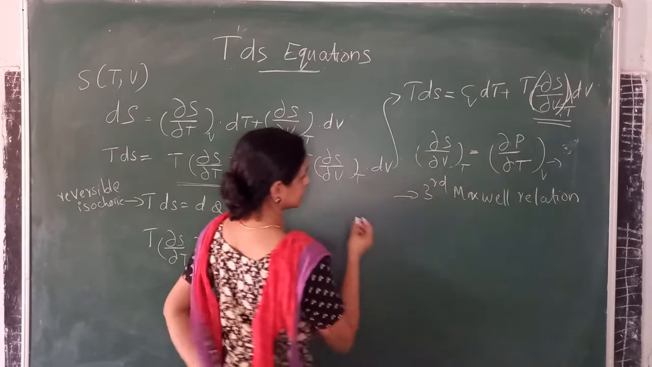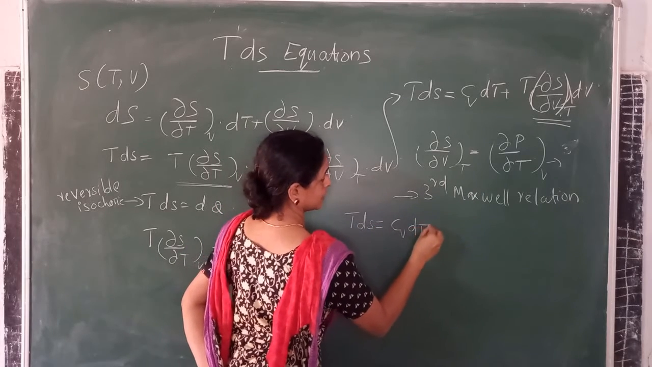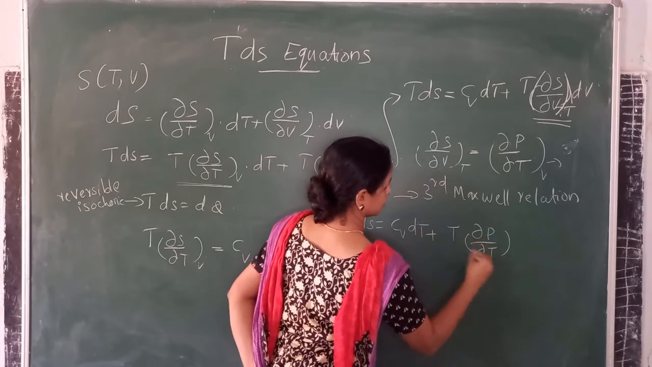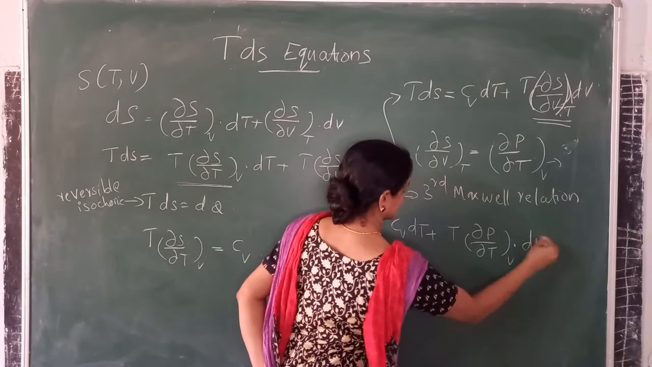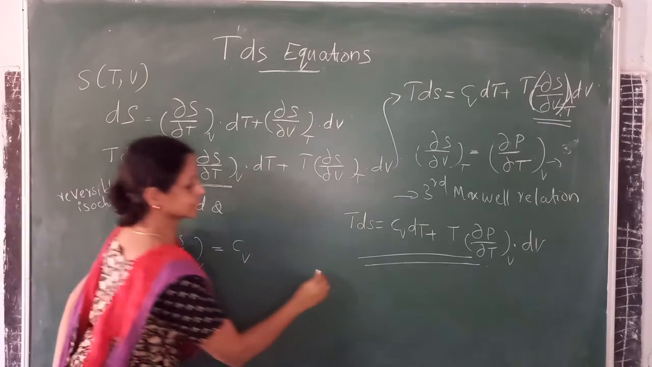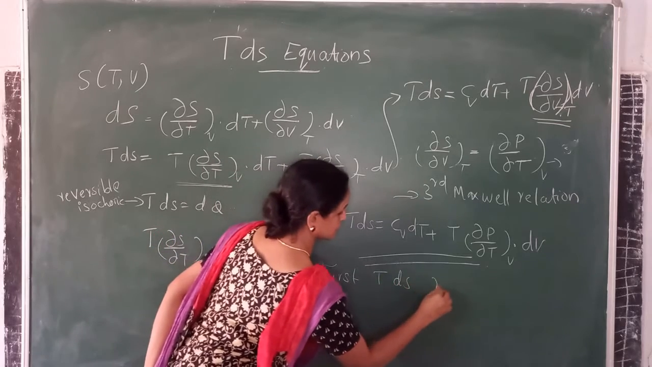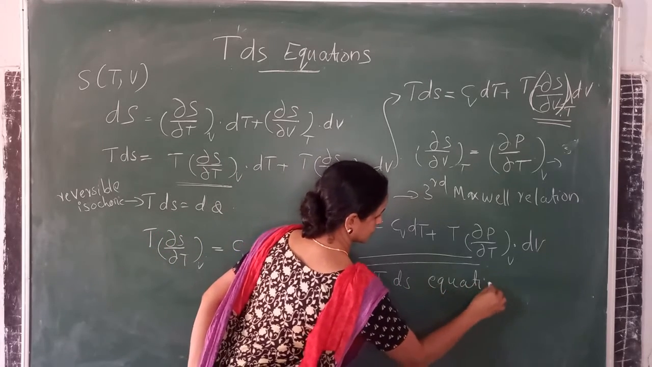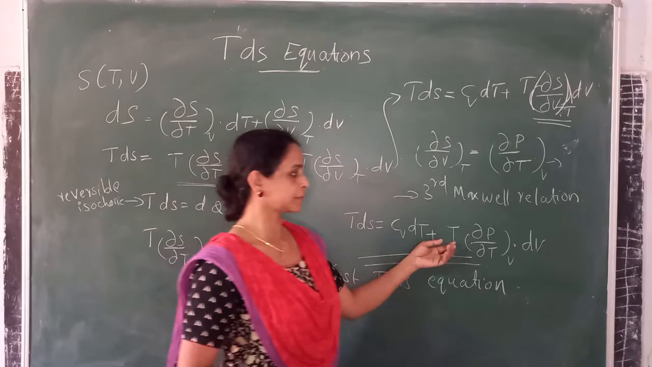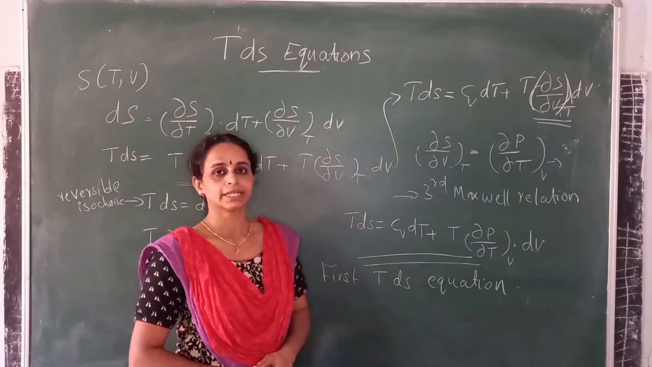So we can write the TdS equation as TdS equal to Cv dT plus T into ∂P by ∂T at V into dV. This is the first TdS equation. That is, TdS equal to Cv dT plus T into ∂P by ∂T at V into dV.